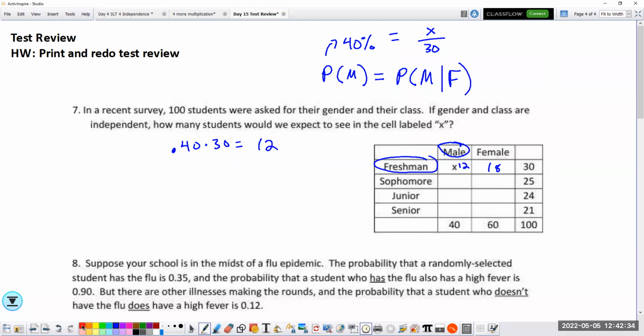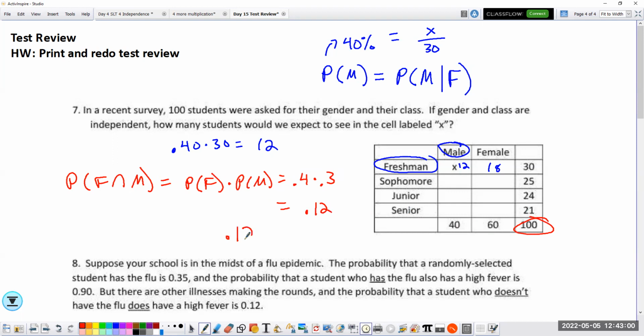Another way to look at this problem is that because they are independent events, the probability of freshman and male is the probability of freshman times the probability of male, which is going to be 0.4 times 0.3. So the probability of freshman and male would be 0.12. I have 100 people here. 0.12 times 100, again, is 12.